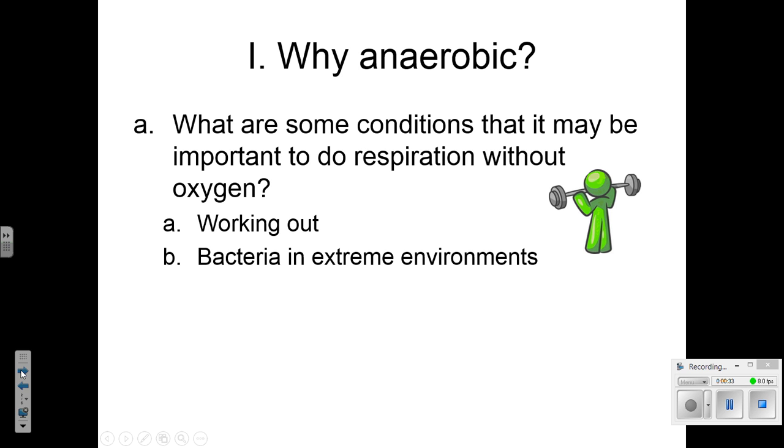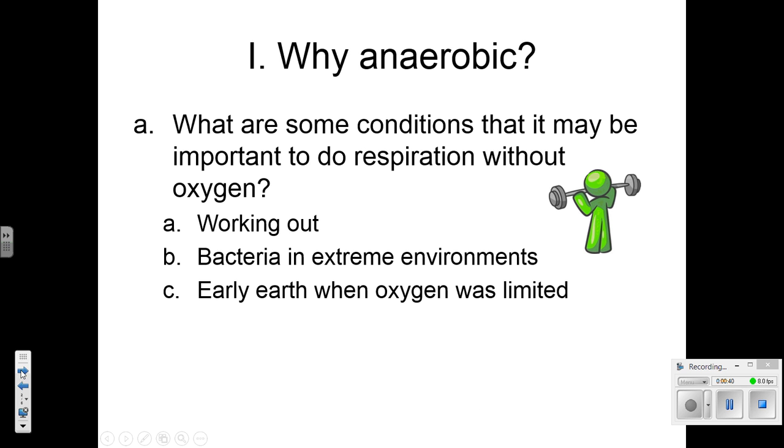Bacteria in a lot of extreme environments can't have oxygen present, and so they're going to do this process. And then in early Earth, oxygen was very limited because plants weren't doing photosynthesis at a high rate yet. So a lot of the early organisms on Earth did anaerobic respiration.